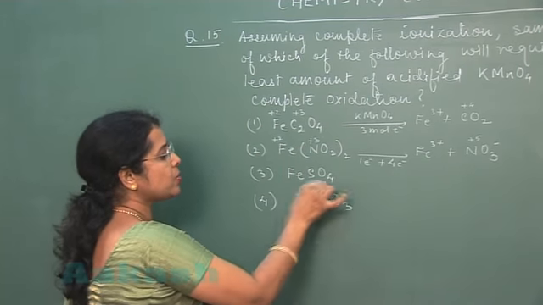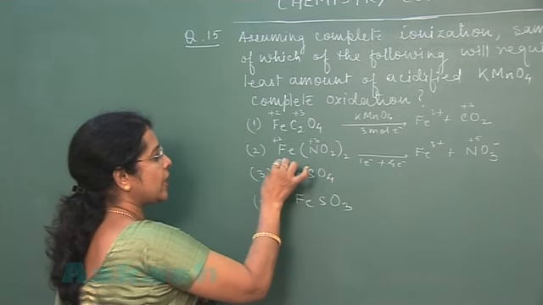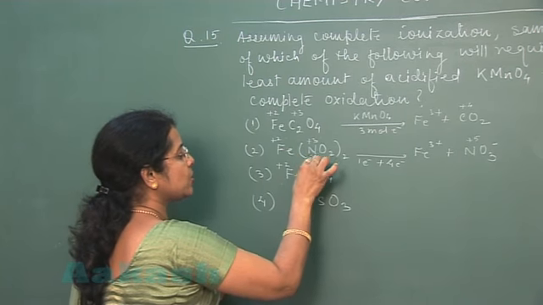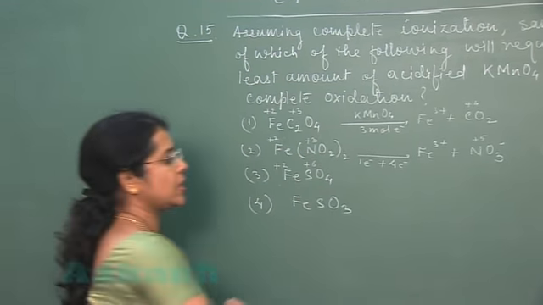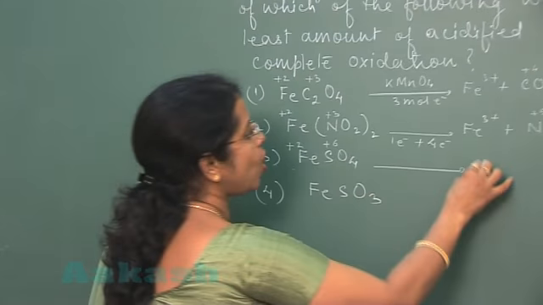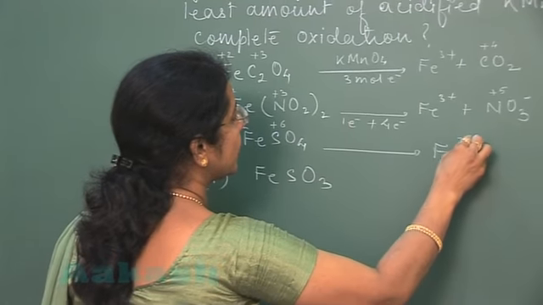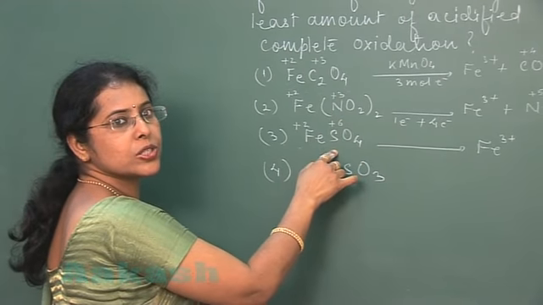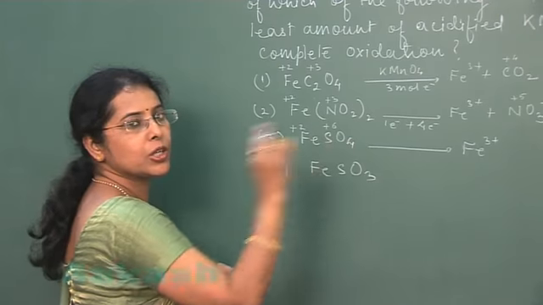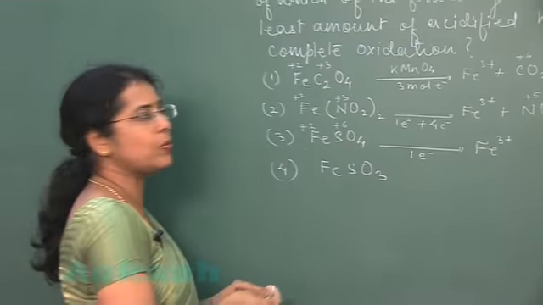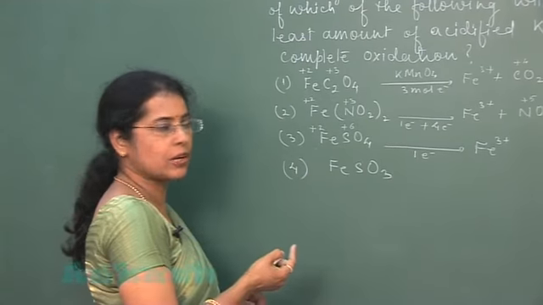Now in the third option, this is ferrous sulfate. Iron is present in +2 state, sulfur is present in +6 state. If KMnO4 is used for the reaction, ferrous oxidizes to ferric. Sulfur is already present in the highest oxidation state, so there is no possibility of oxidation. It means only 1 mole of electrons will be involved per mole of ferrous sulfate.